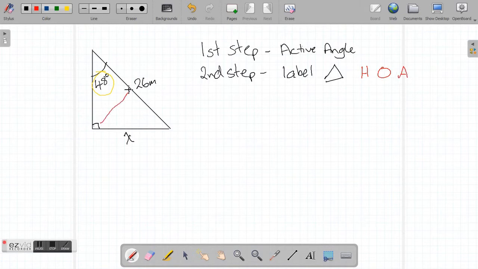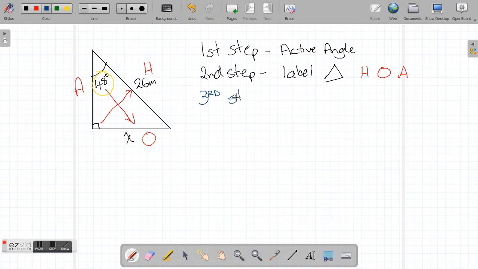Now the hypotenuse is the one I usually choose first. It's always opposite the right angle. That's the longest side of the triangle, and that's called the hypotenuse, so we label that with H. The next side that we can label is the O side, and that's opposite the active angle, so that's why I've labelled this with an O. And the third side we can label with an A, which means adjacent, which means next to the active angle. So there we've labelled all three sides, A, H and O.